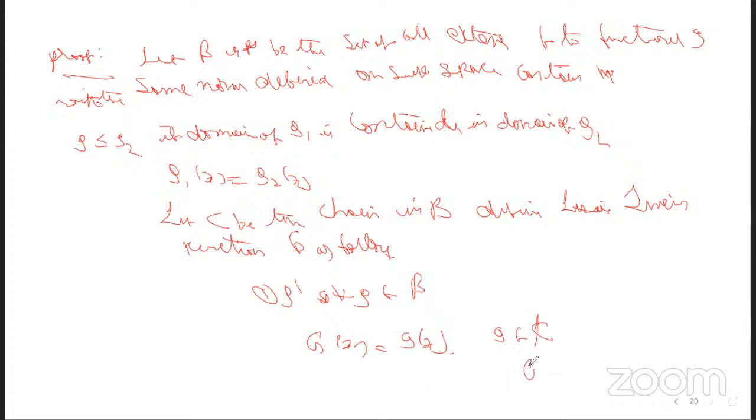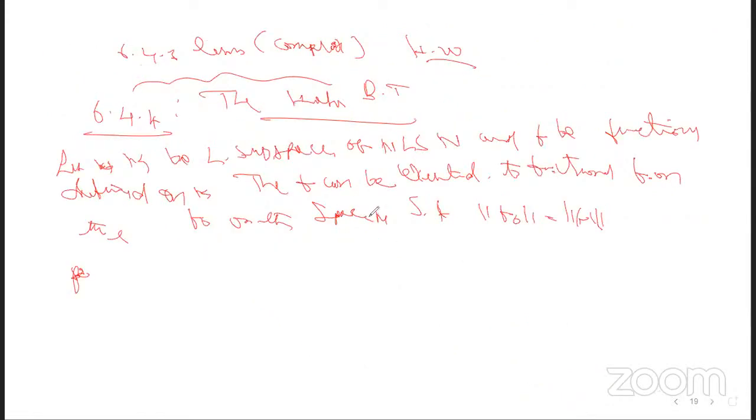So G belongs to B. Then, since C is a chain, the functional G is well defined. G is an upper bound for the chain C.